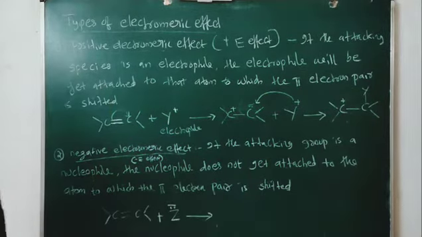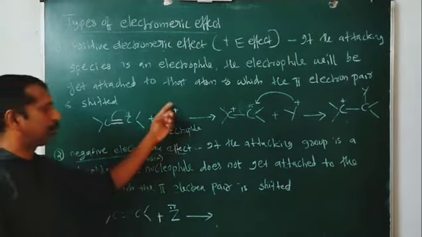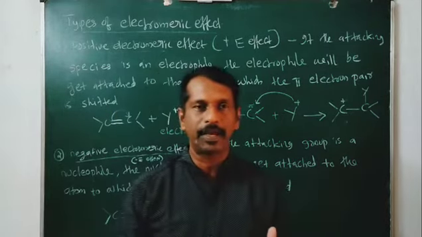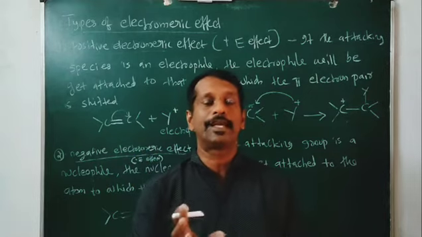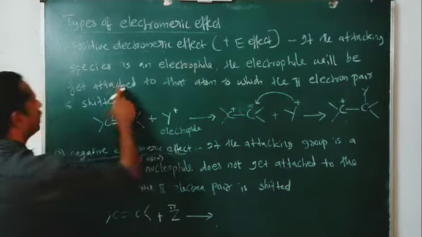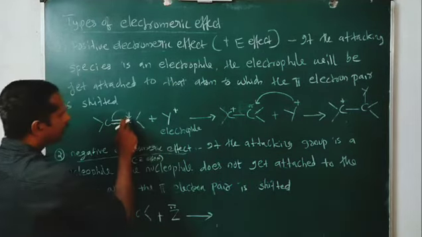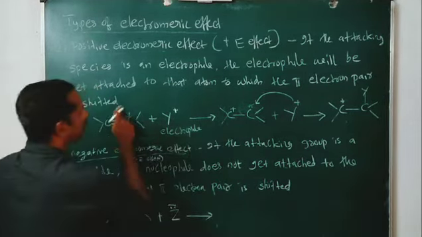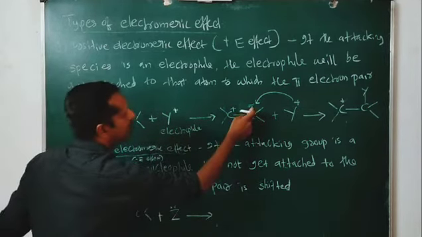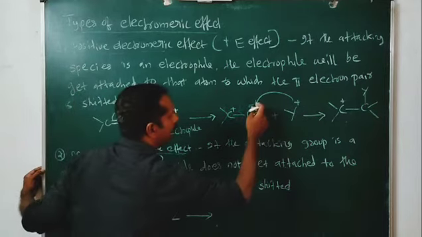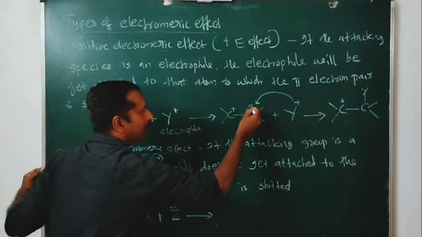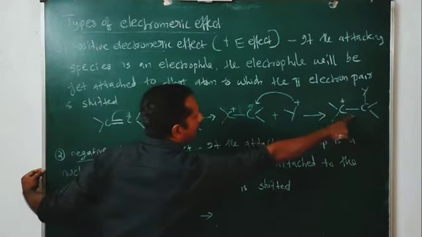This is what is called a positive electromeric effect. In positive electromeric effect, an electrophile is attacking. Electrophile means positively charged species. How will it attack? The electrophile will get attached to that carbon to which the pi electron is shifted. To this carbon only the pi electron is shifted. So in this carbon, the electrophile will come and attack. Of course, the electrophile is positively charged, therefore it will attack at the negatively charged carbon, and we get this product.